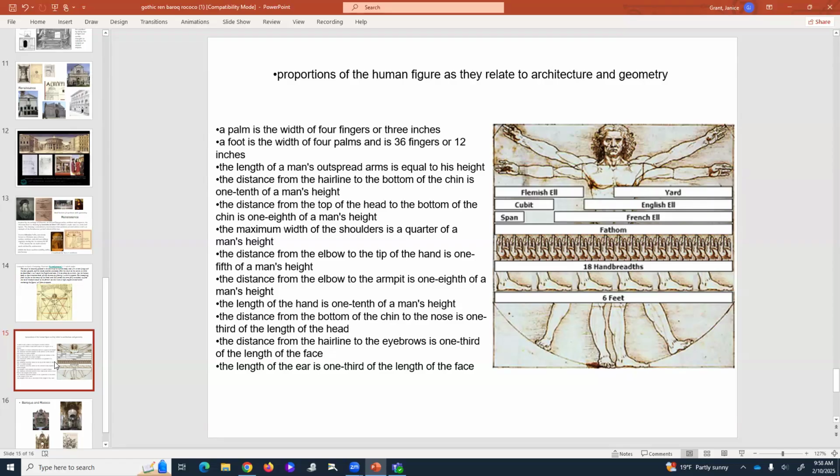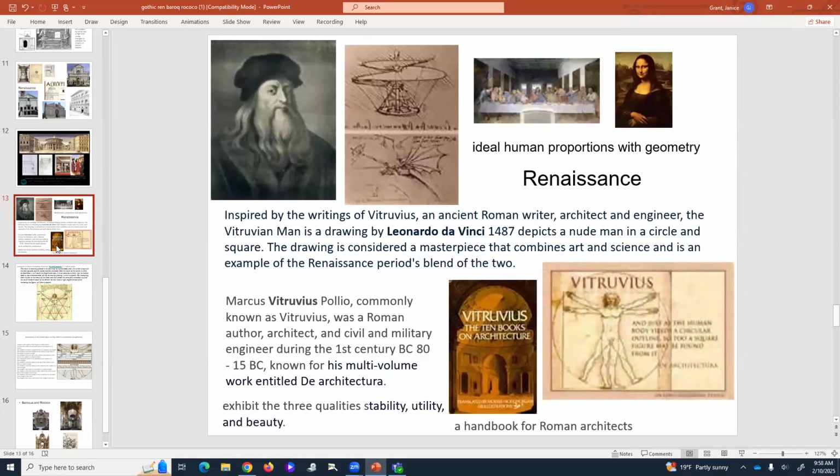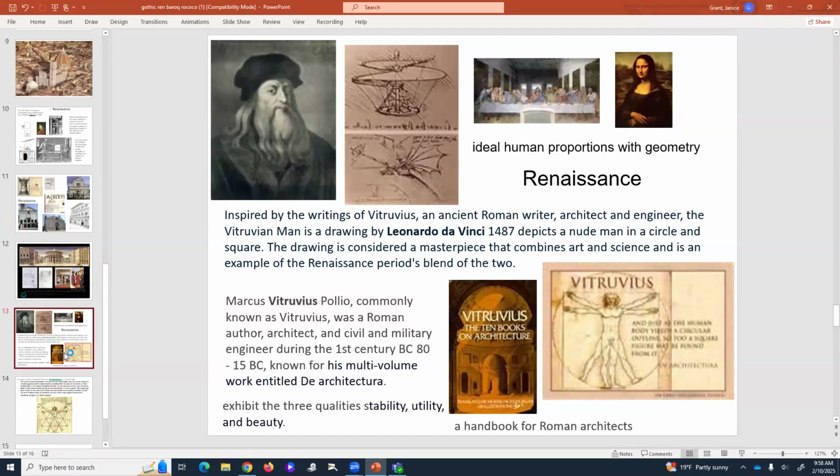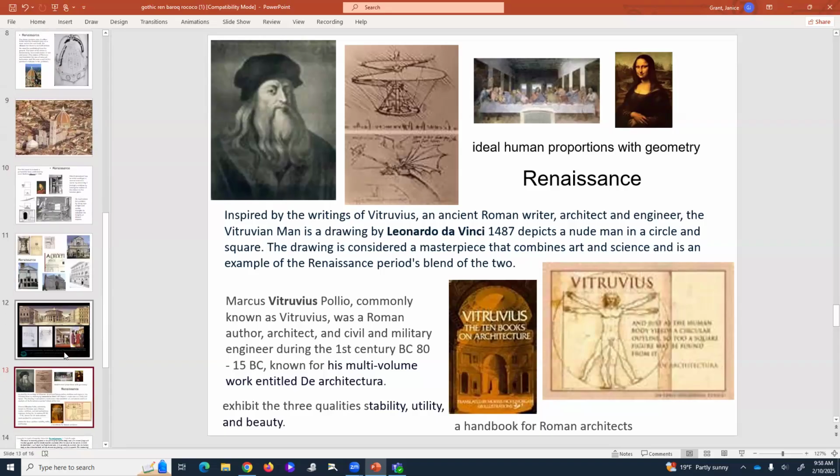This whole list of things that relate to architecture and geometry as it is described by the human figure was all brought to us from Leonardo da Vinci in that painting. I think it's still in Italy right now. I think I read that somewhere. And it was inspired by the writings of Vitruvius. So that's how it came around. A lot came out of the Renaissance time period for us.